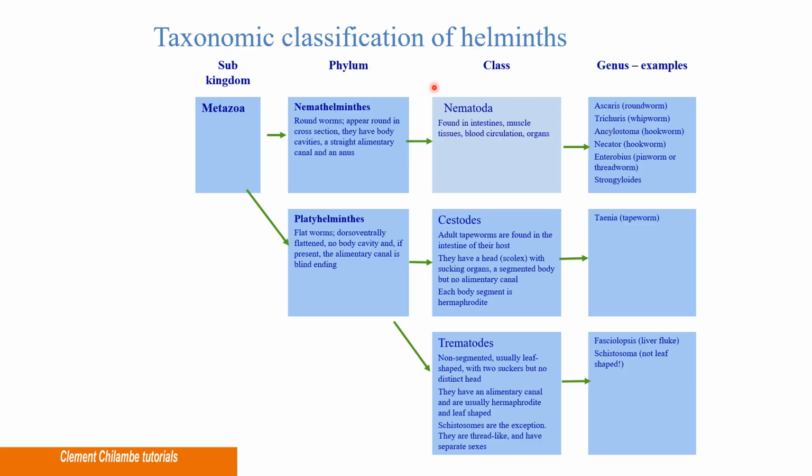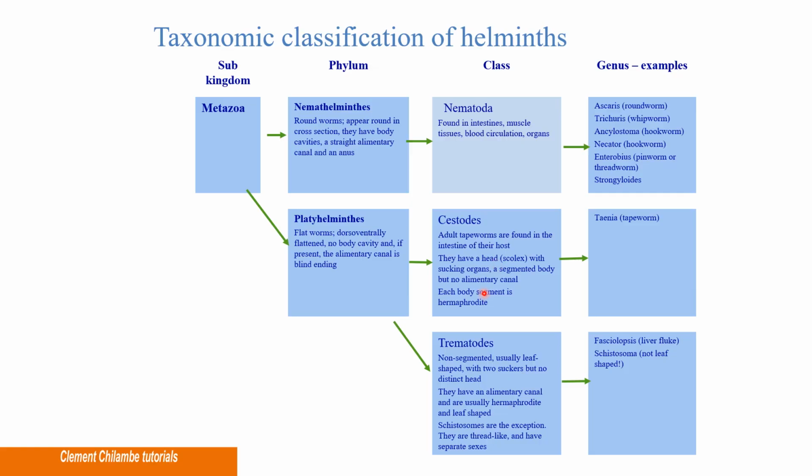The most basic thing you need to know is what is the phylum? Is it a nemathelminth, or is it a platyhelminth? So under nemathelminth, we know that we have Nematoda here. Then platyhelminth, flatworms here. So dorsoventrally flattened, no body cavity, and if present, the alimentary canal is blind ending. Yes. So you see the difference between platyhelminths and nemathelminths. Examples under platyhelminths, we have adult tapeworms, which are found in the cestodes, right? Cestodes, which are adult tapeworms, are found in the intestine of the host.